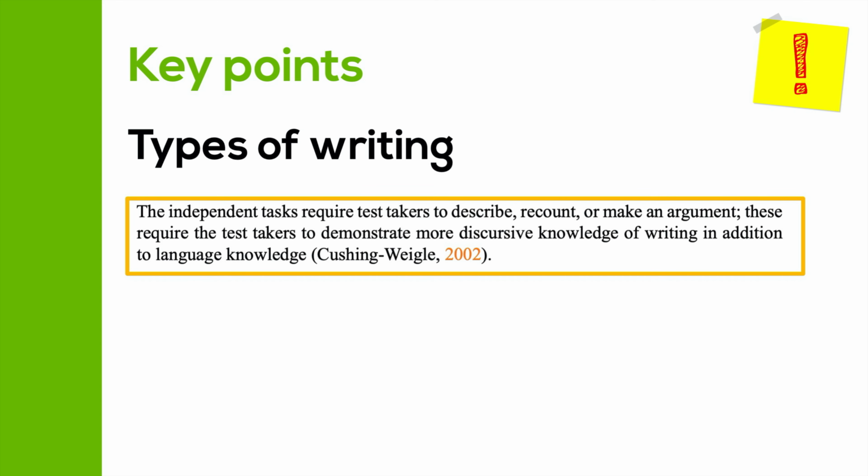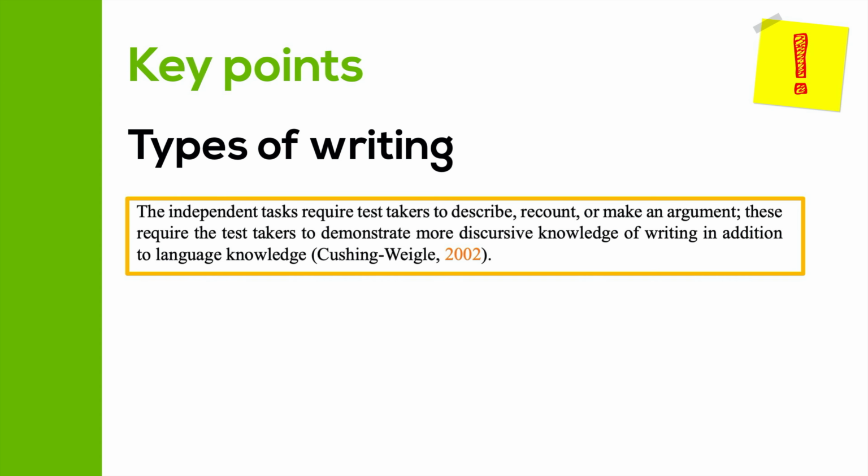So those were the key 3 points of this writing task, but there are other things you should consider, such as what style of writing are you going to be asked to do? And of course, how are you marked? What is the criteria? So let's take a look at that now. You can find information on the Duolingo English Test website about all of the tasks you are going to do. For this writing task, this is what they show us. It says that the independent tasks require test takers to describe, recount, or make an argument. These require the test takers to demonstrate more discursive knowledge of writing in addition to language knowledge.